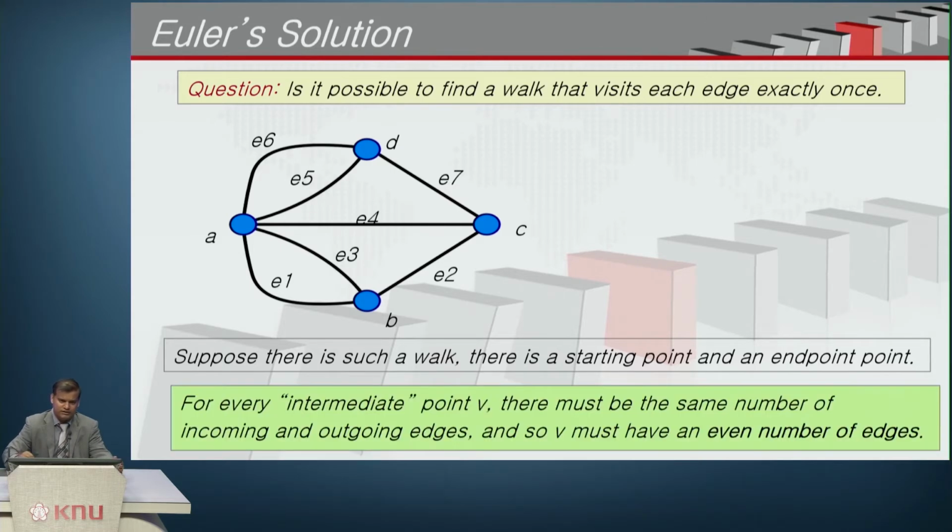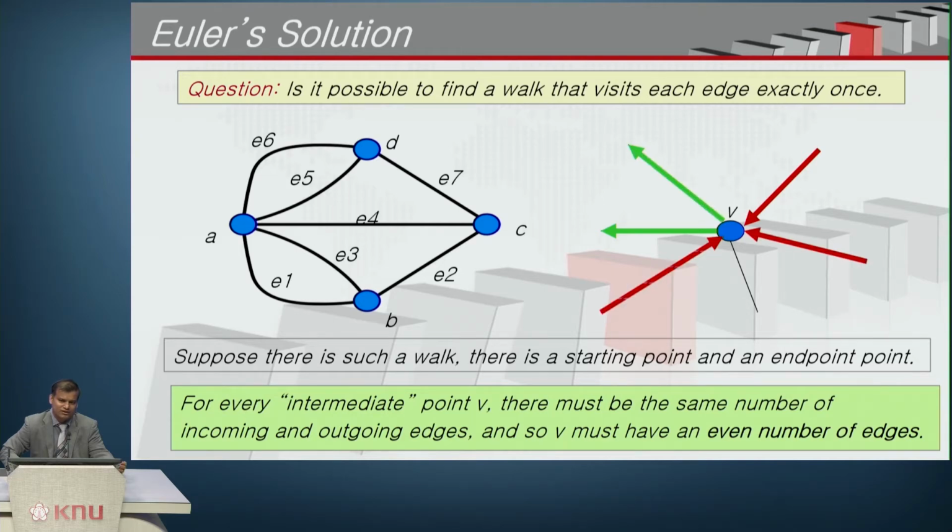Something is missing there. For every intermediate point V, there must be the same number of incoming and outgoing edges. So V must have an even number of edges. So let's start here. V must be this point where the number coming in and coming out should be the same. So one is coming in, one is going out.